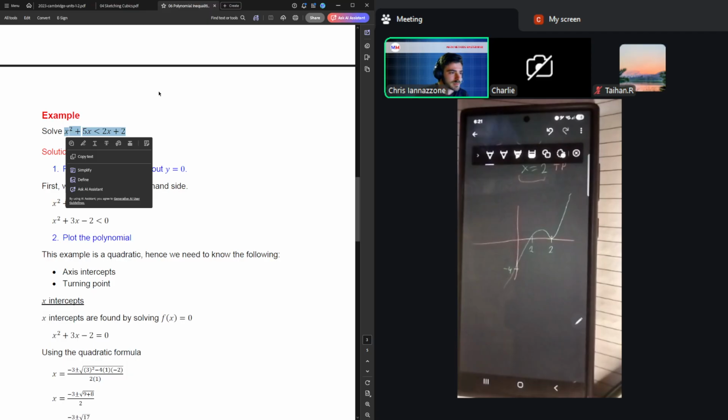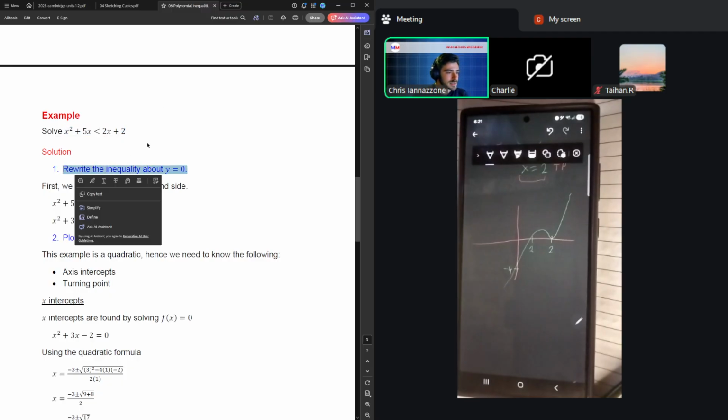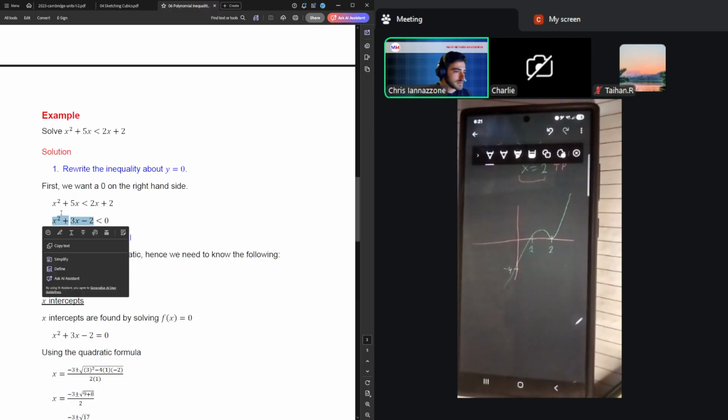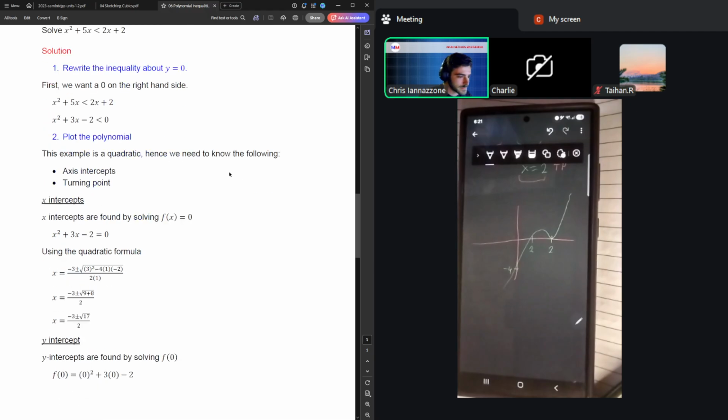This is a nasty example. You've got a quadratic on one side, less than a linear on the other side. The first goal is always to get it to, quote unquote, equal 0. It doesn't actually equal, but whether it's a less than, greater than, whatever the actual sign is, get 0 on the other side. Then this thing that you end up with, you sketch.